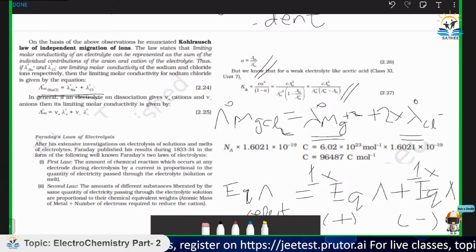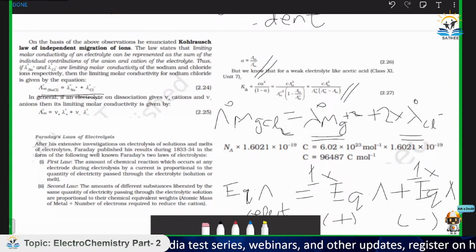So 24 is to 12, so 12 grams deposit. It's like 23 and 12 are proportional to equivalent weights. Na's equivalent weight is 23, Mg's is 12. Okay, that's the example of one Faraday.